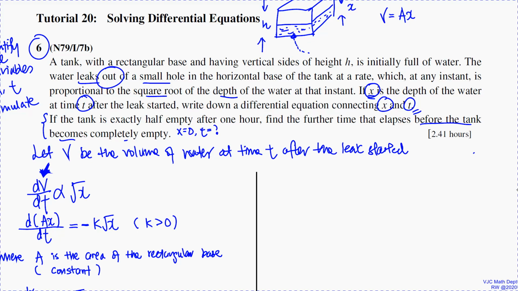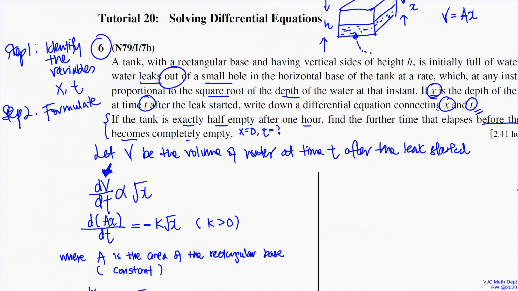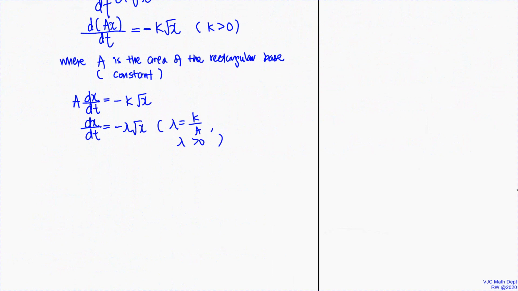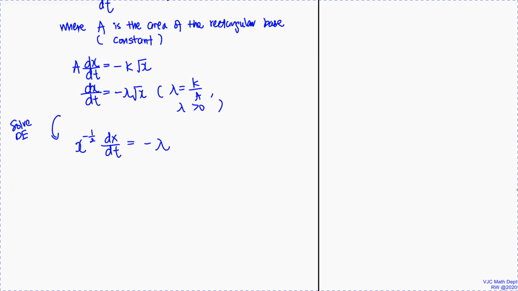Correct? And you're given some conditions, because you're given exactly half empty after 1 hour and so on. So basically, after you find the d, just solve the d. Okay, so just solve the d. So this part is called solve the d. How do we solve? You multiply both sides, or rather divide both sides by square root x, negative. Yes? Then integrate.